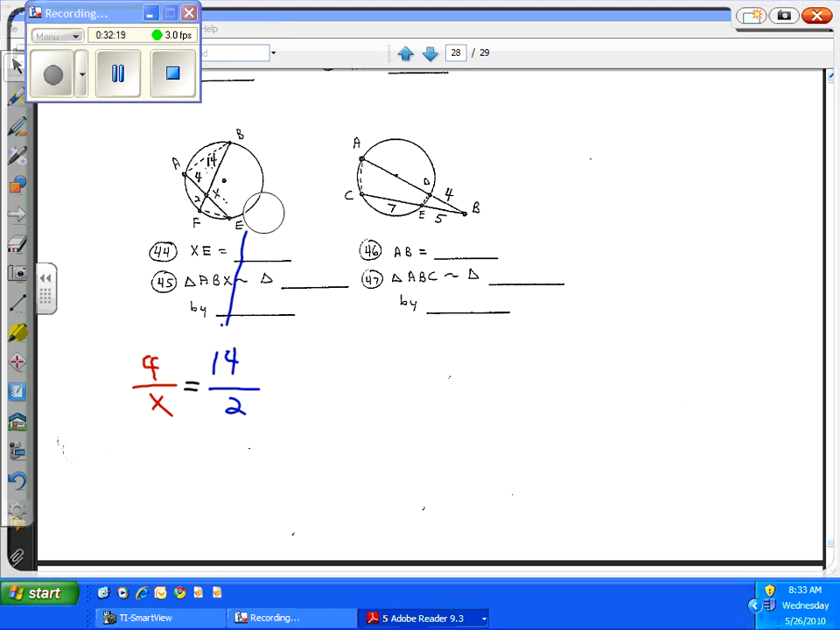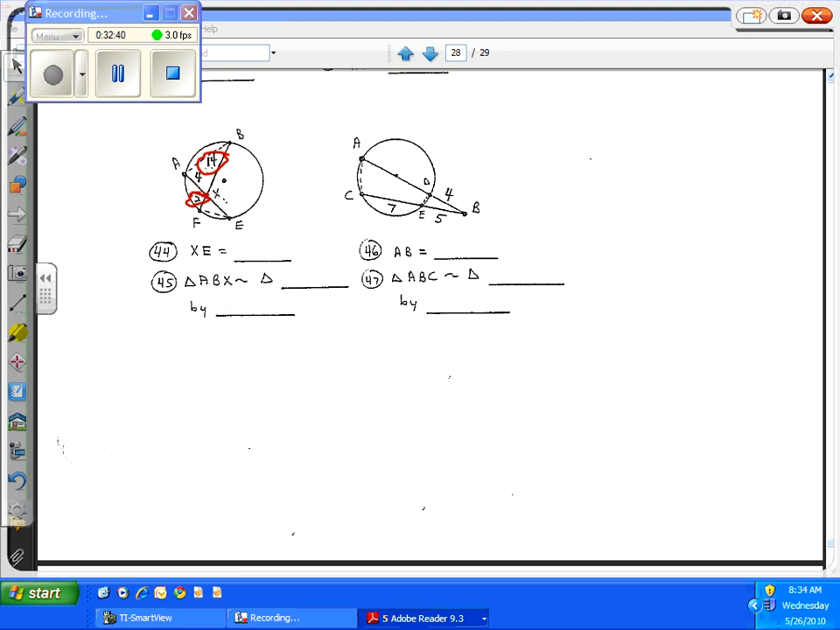Okay. If two chords intersect inside of a circle, I'm starting over here. I'm seeing crooked. I'm not sure what I'm doing. Let's start again and I'll do this correctly.